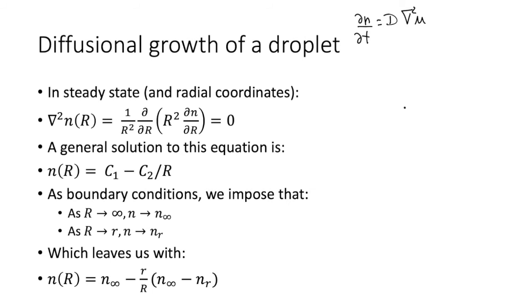Okay, and we will assume that we are at steady state. So this is 0. And therefore, we're just going to say that the Laplacian of n of r is 0. Now, remember that we are considering the droplet, and we are considering the droplet at the center of our universe.